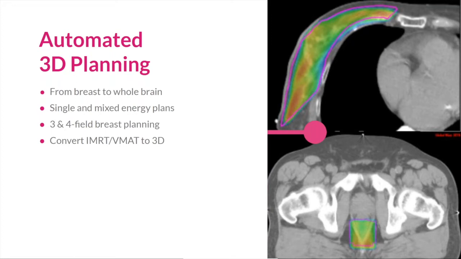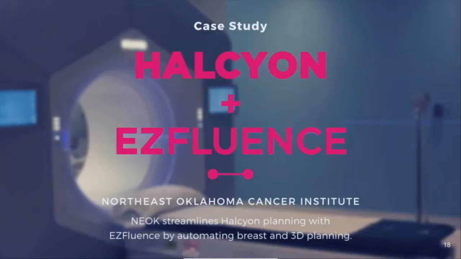In addition, EZFluence has added features like being able to convert an IMRT plan into a 3D plan to help with insurance justifications. Halcyon clinics especially find this helpful when moving to ecomp planning with a flattening filter-free beam. While field and field is a more intuitive way to plan, it isn't practical for the Halcyon 6 FFF energy. EZFluence removes a learning curve and standardizes planning among all users.